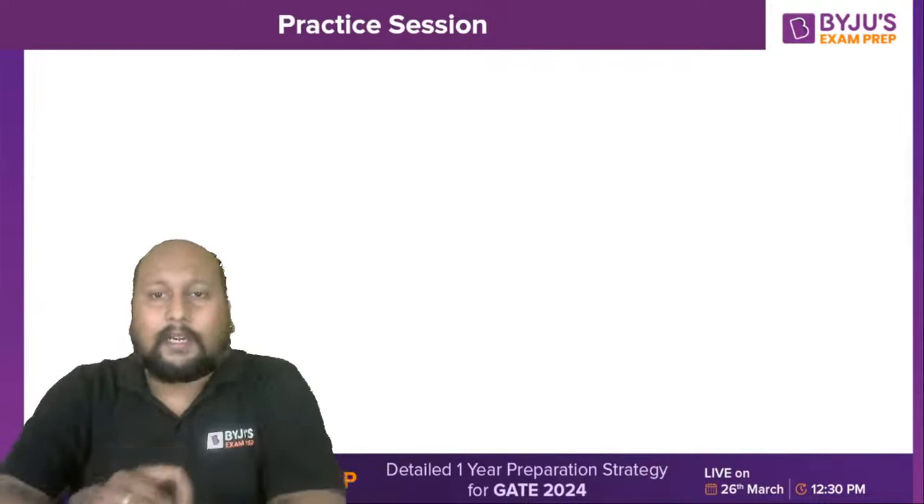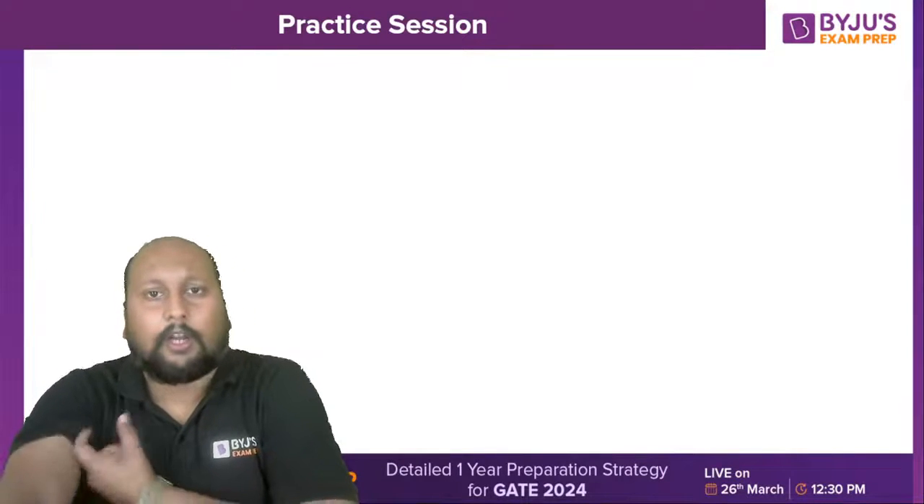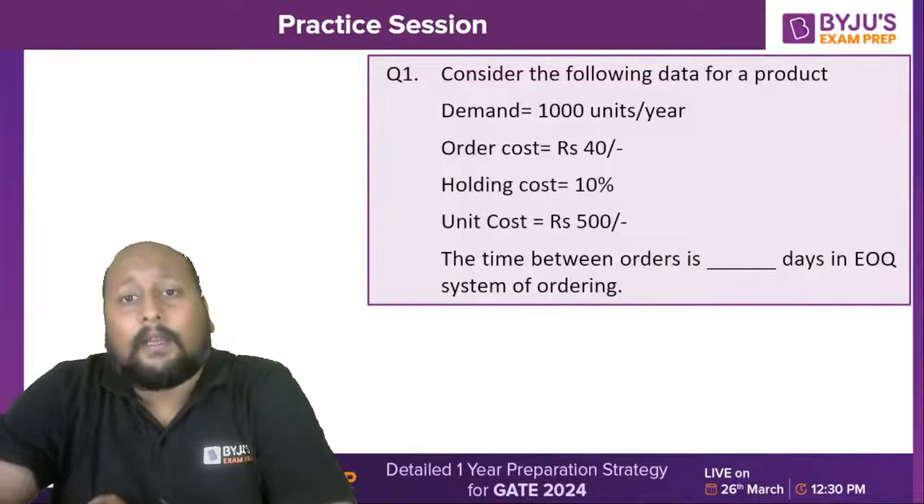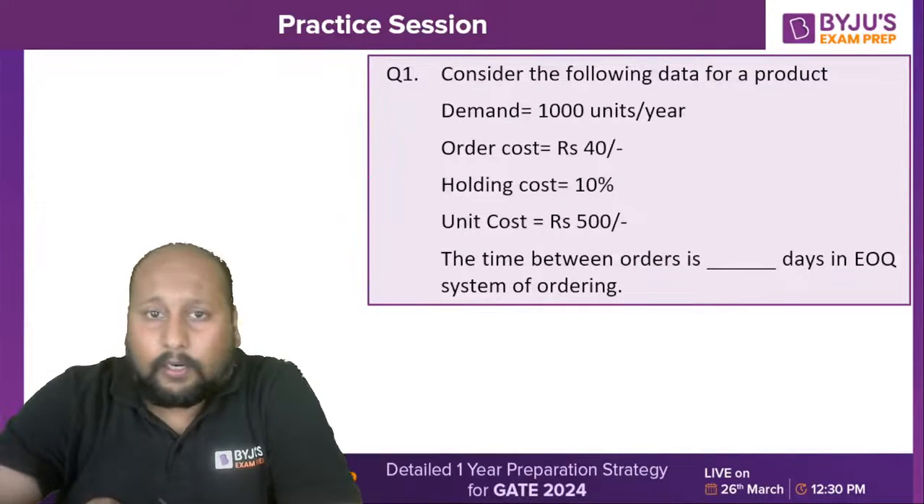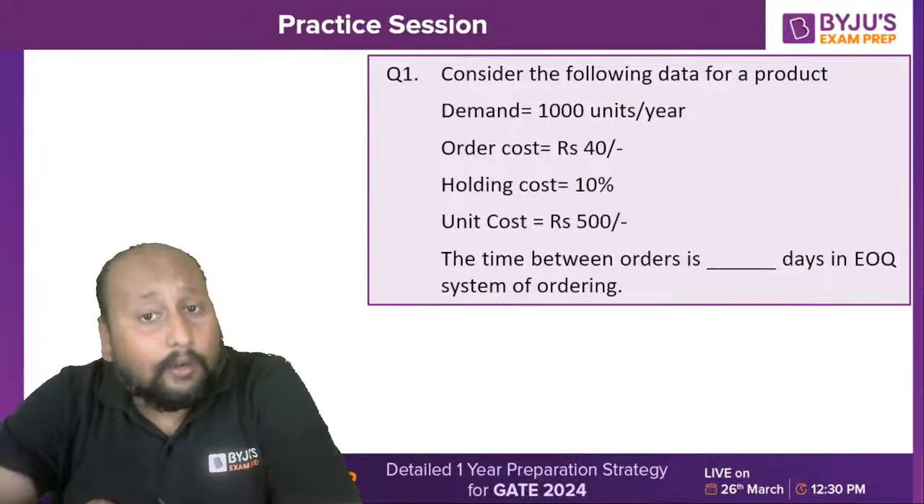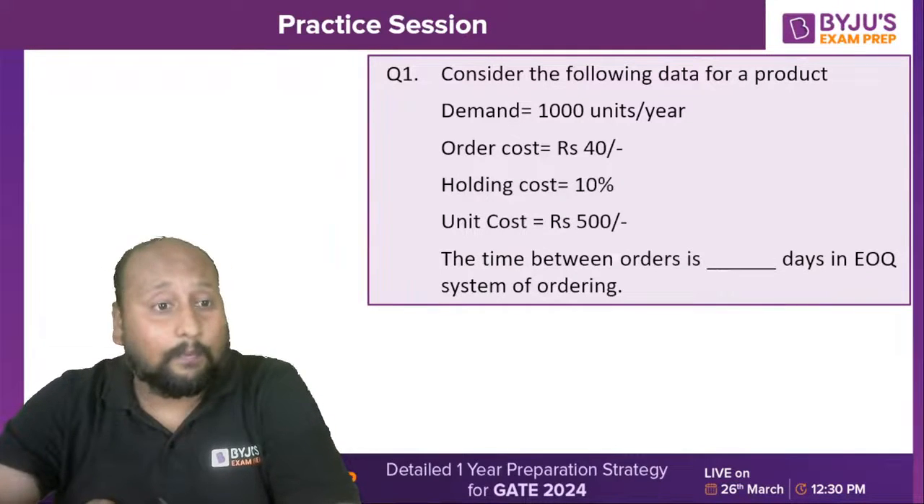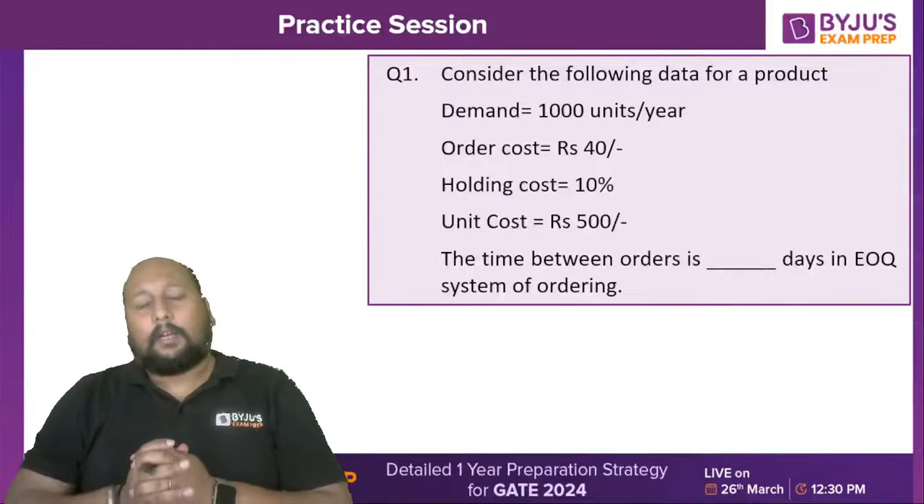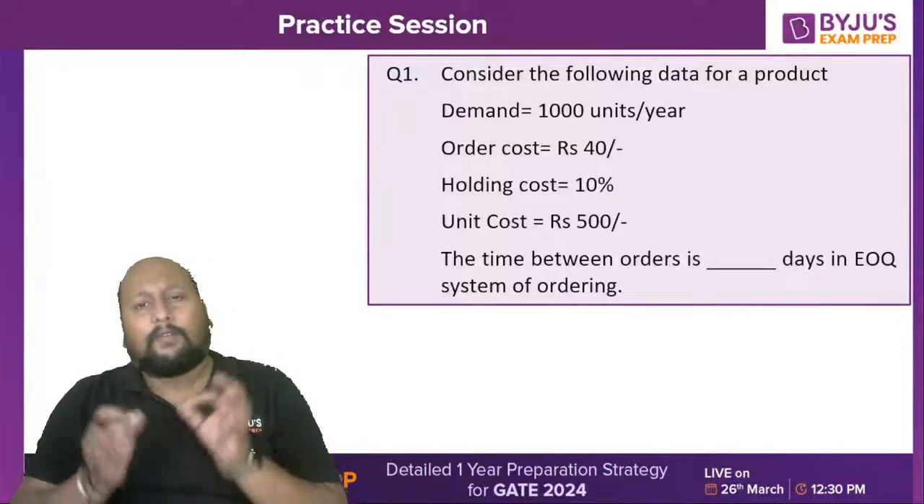Chalo, so let's start the session and let's talk about what are the different questions that we are talking about. So first question on your screen: consider the following data for a product. We are having the demand, ordering cost, holding cost in terms of percentage, unit cost, and the time between the orders is being given. You need to calculate that. So it's a very easy question.